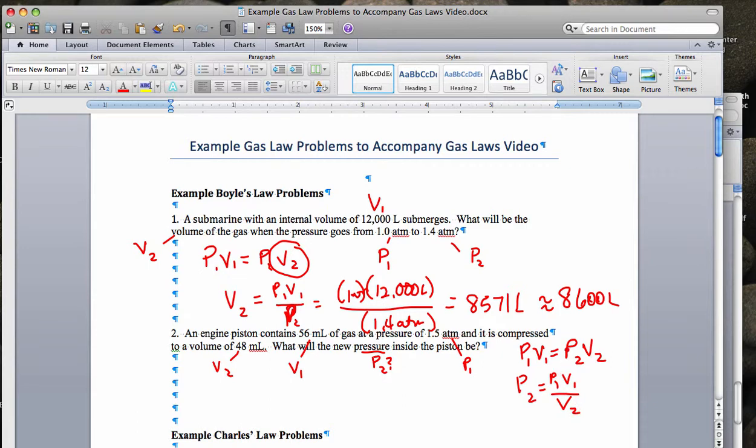Put in my numbers, and I'll have P2 equals 1.5 atmospheres times 56 milliliters over 48 milliliters, and I'll come up with a new pressure of 1.75 atmospheres, but it's approximately 1.8 given that I have 2 sig figs.